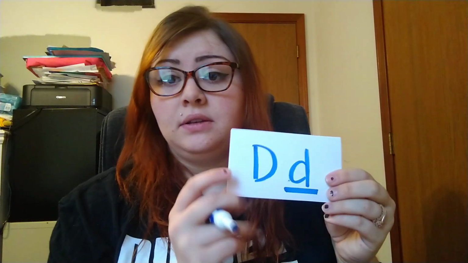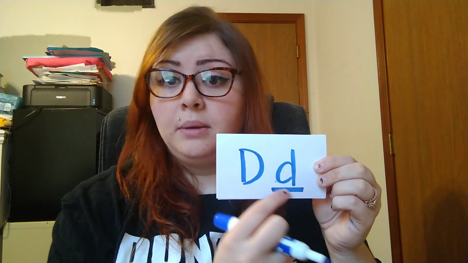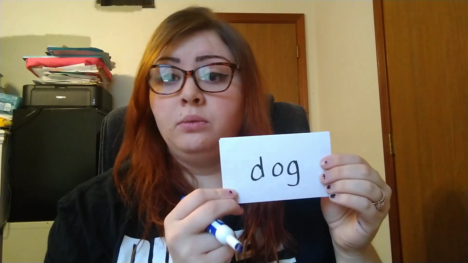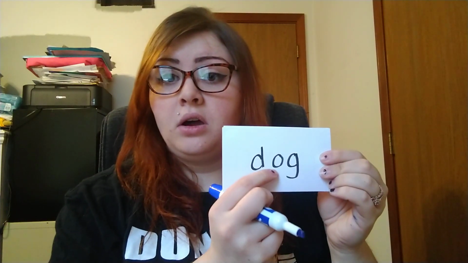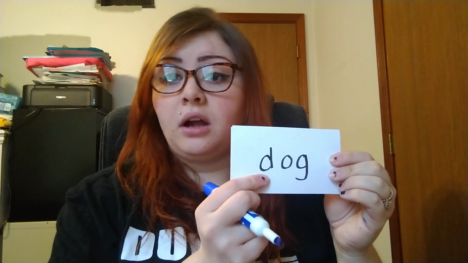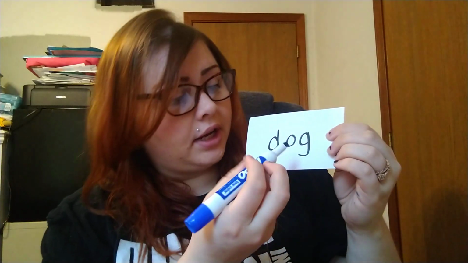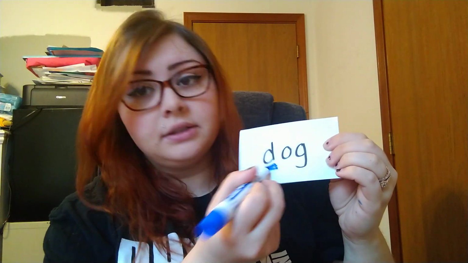Now, let's find the lowercase letter d in some words. So remember, capital letter D is a long line with a bump. Now, lowercase letter d is also a long line with a bump, but it looks a lot different. Let's see if we can find it. Here's the word dog, D-O-G. Our d is right here. Is it capital or is it lowercase? That's right, it's lowercase, so we're going to underline it.